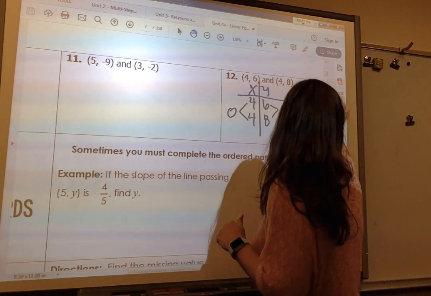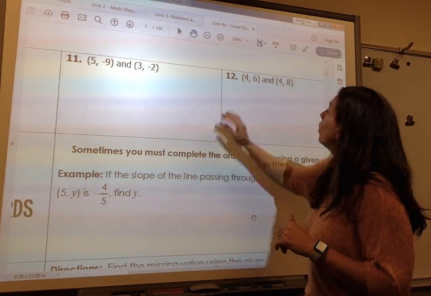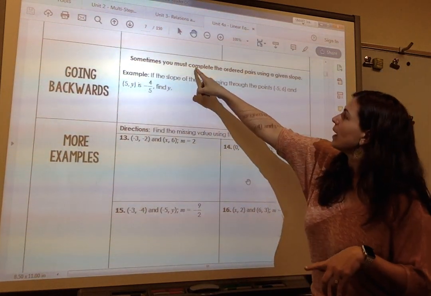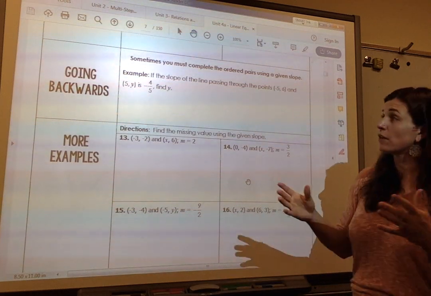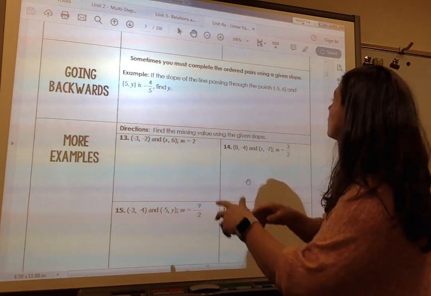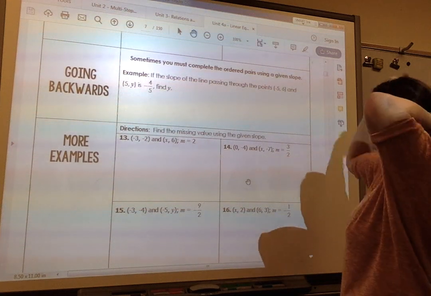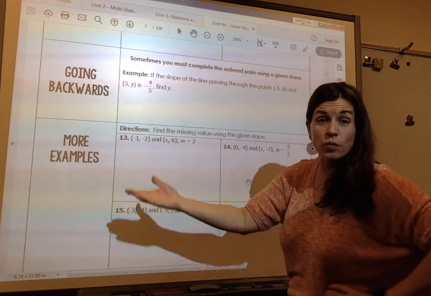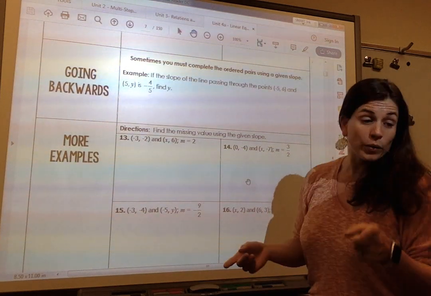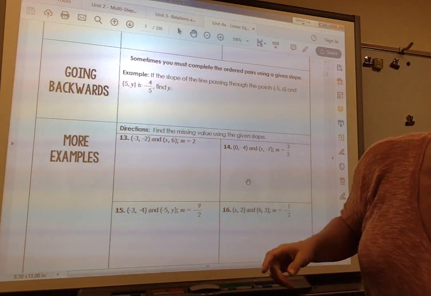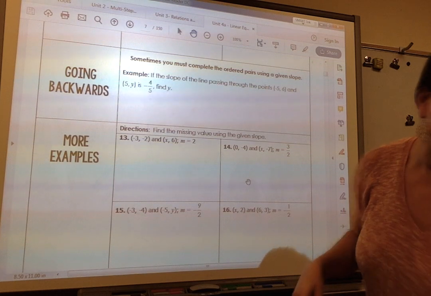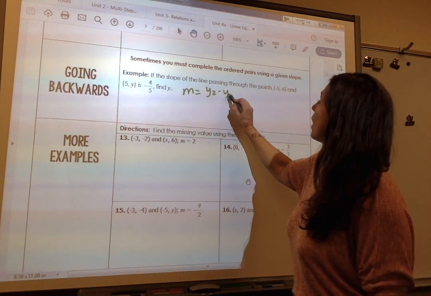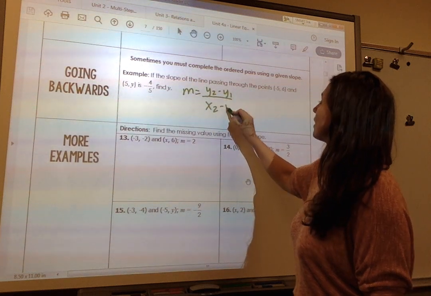All right, now, what if sometimes you must complete the ordered pairs using a given slope? Example, if the slope of the line passing through the points -5 and 6 and 5 and y is -5/5, find y. Well, how do we do that? We're going to use our formula, so we're going to think back to our formula. M equals y2 minus y1 over x2 minus x1.